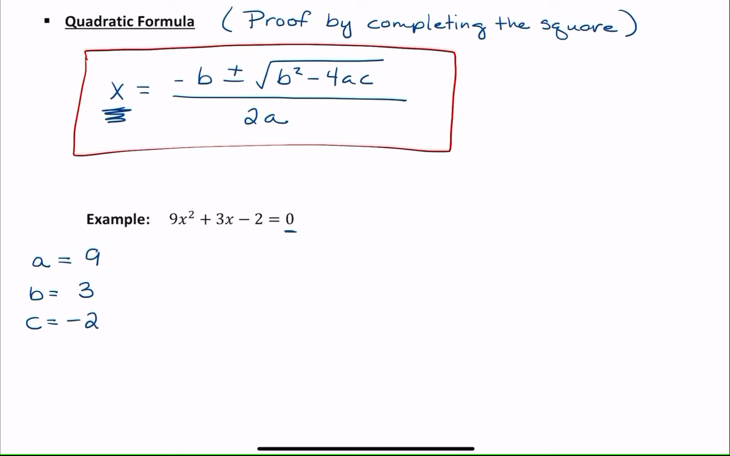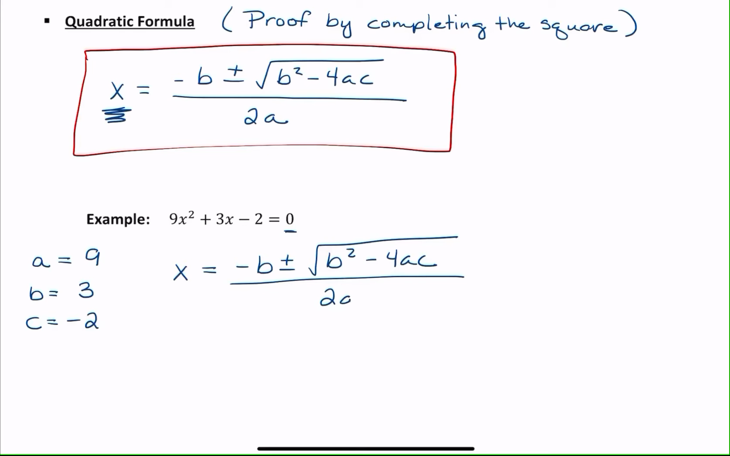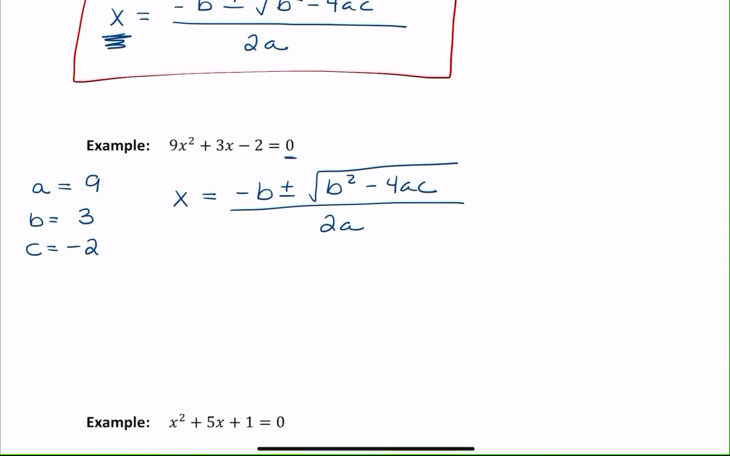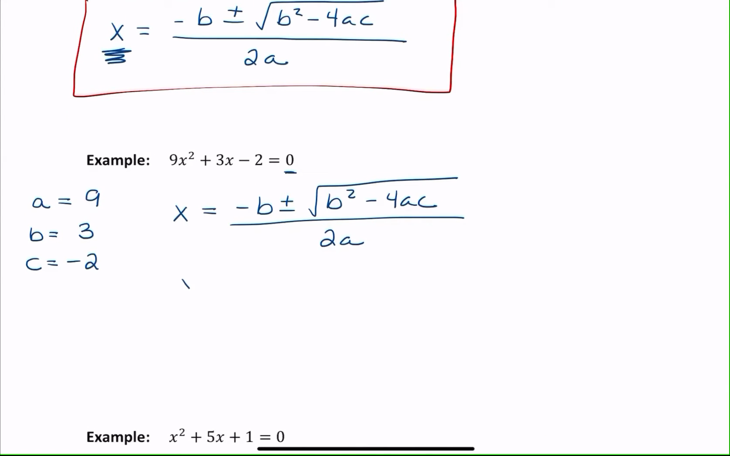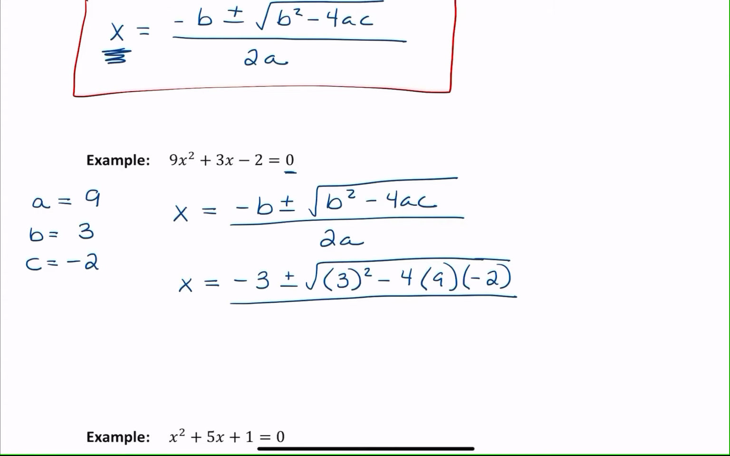So when we use the quadratic formula, until you know it by heart, go ahead and just rewrite it every time. It'll help you remember it. So it's negative b plus or minus the square root of b squared minus 4ac all over 2a. And you're just going to plug in your a, b, and c. So I'm going to have negative 3 plus or minus the square root of b squared minus 4 times a times c all over 2 times a.